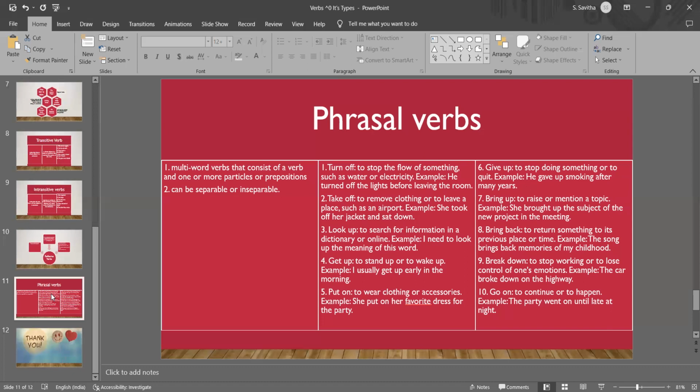Look at the third example, look up. This is an inseparable phrasal verb. It cannot be separated. I need to look the meaning of this word. If I say like that, it is incorrect. Hope you can understand what I meant. I need to look up the meaning of this word. I cannot say I need to look the meaning of this word. I cannot separate it. But turn off can be separated.